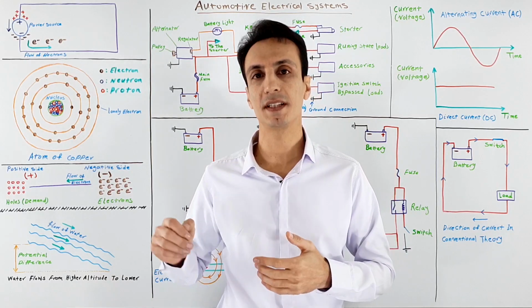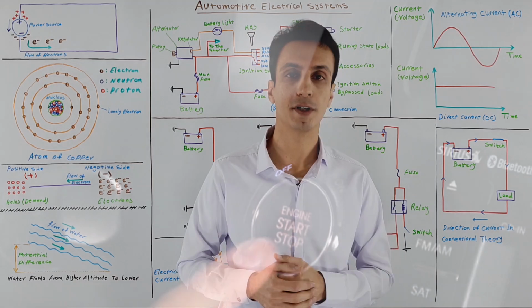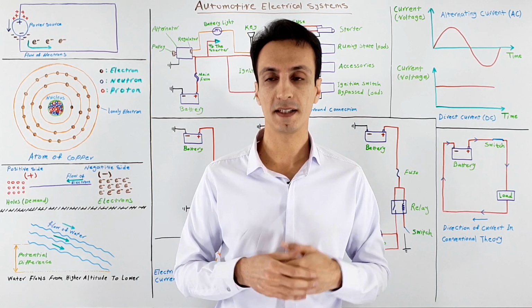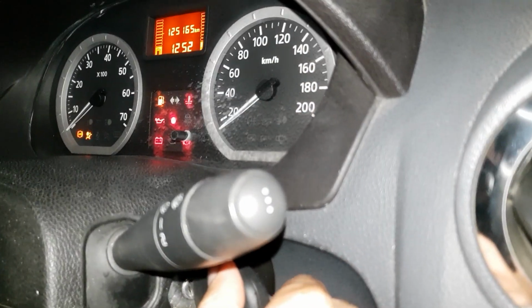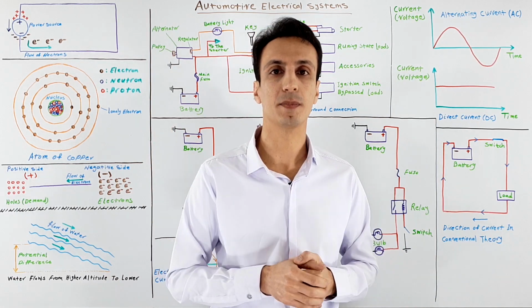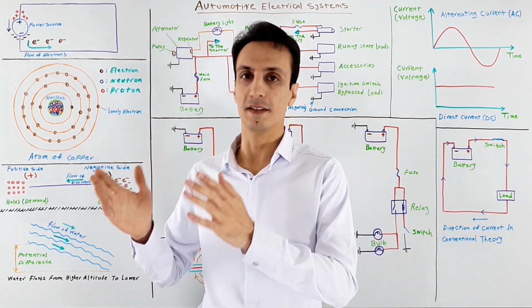Then when you insert the key inside the ignition switch and turn it to the ACC position, some accessory systems like the clock, radio, and lighter get activated, and also in some cars, systems like seats, air conditioning, and even windshield wipers are incorporated into this ignition switch position. Next step, when you turn the ignition switch to the ON position, you can hear a noise from the fuel pump indicating that it has activated to get primed. I'll skip this key position to talk about that after the starting.